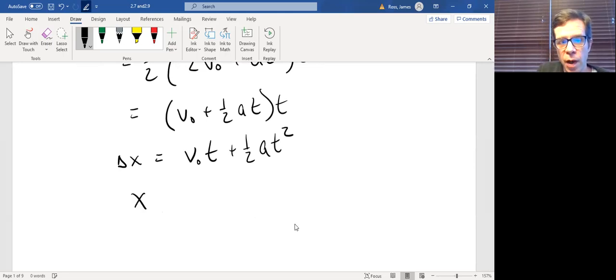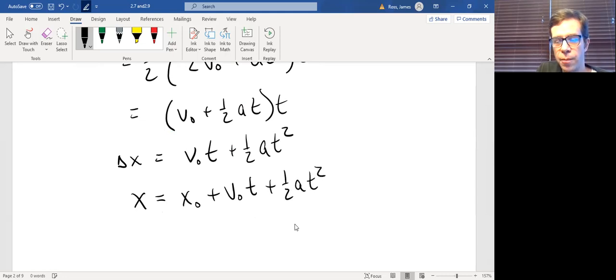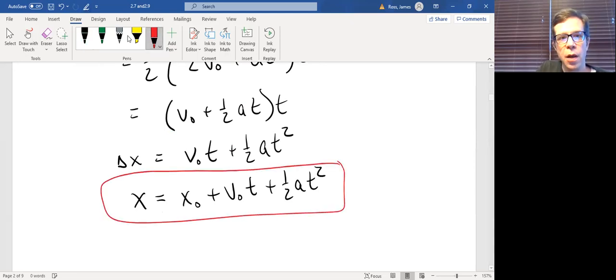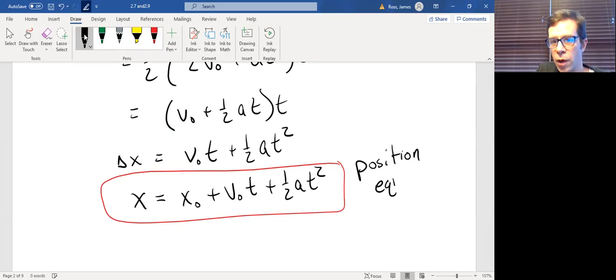More often, I tend to write this as your x as a function of time is your initial x plus v naught times t plus 1/2 at squared. Again, this is one of our major kinematics equations. And this is the one I refer to as the position equation, because it describes your position as a function of time.